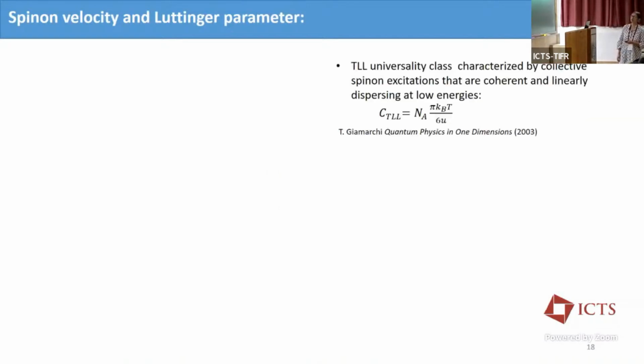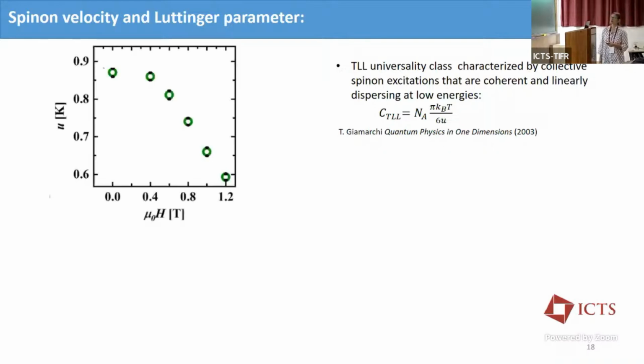So then after this, we were able to calculate the spinon velocity. Once we figured out that our system is a very good realization of a Tomonaga-Luttinger liquid, we were able to use this expression from DMRG, and if you do a low temperature linear fit to specific heat, from the slope, you are able to estimate the value of the spinon velocity u. And it was found that the spinon velocity u decreases with field in this fashion.